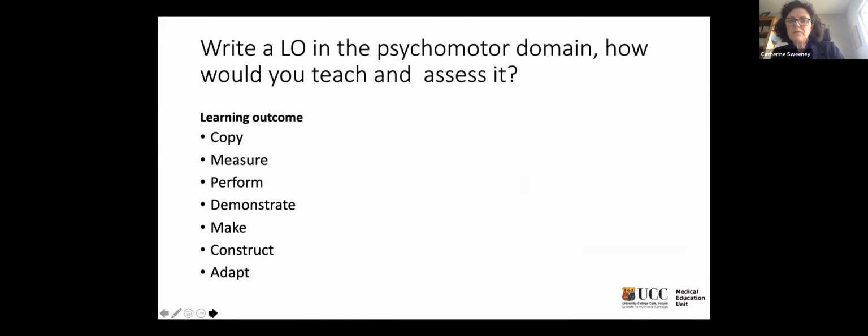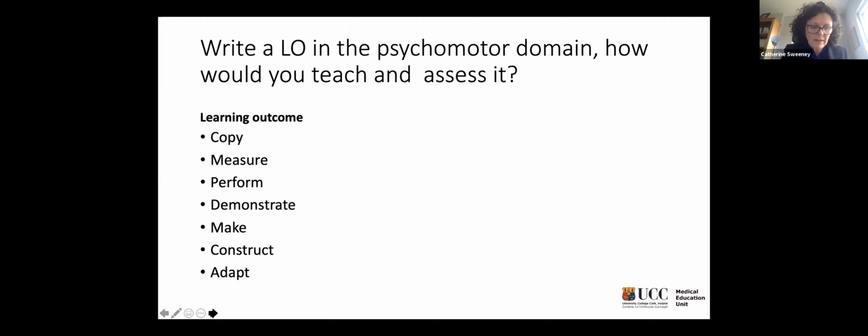So the psychomotor domain, I think, is an important part in terms of simulation, because a lot of simulation very much has to do with that performance piece, or demonstrating things. If you look at the verbs there, copy would be a very low-level learning outcome in the psychomotor domain. As you move down that list, they become a little more complex. Measuring a blood pressure is a good example of that constructive alignment piece.